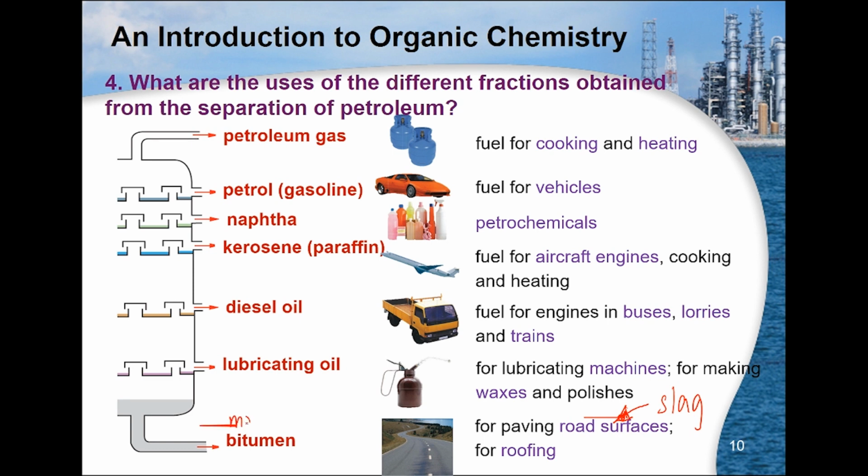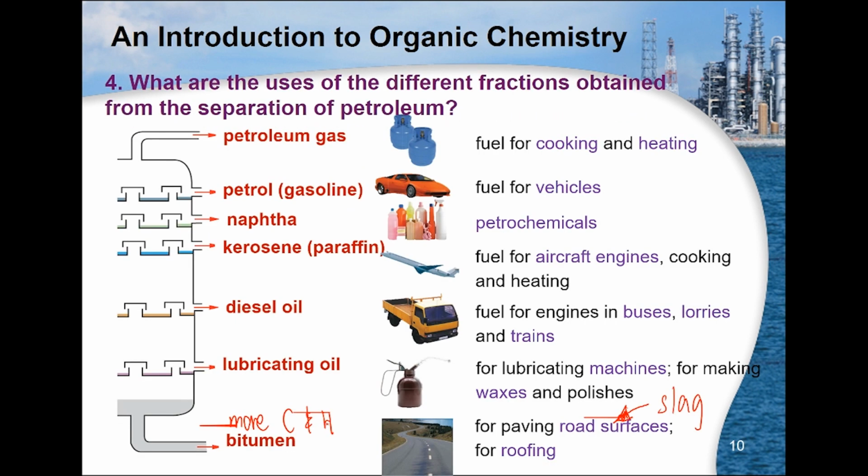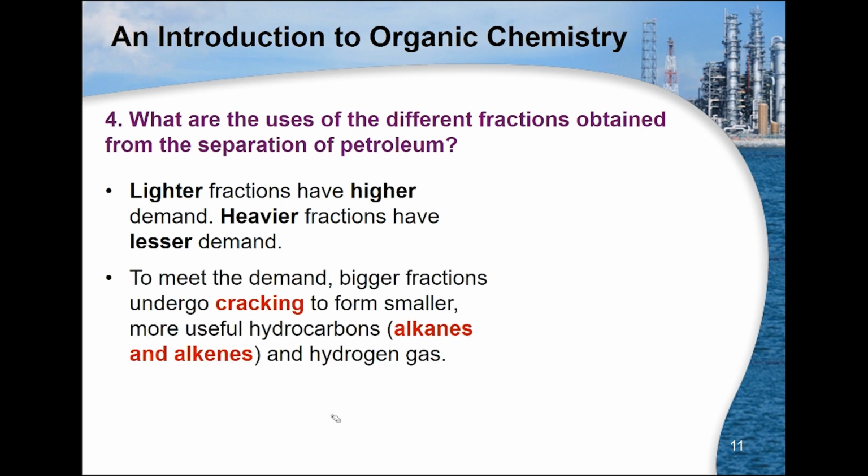Now, what is the importance of knowing that? Because in the real world, lighter fractions actually have higher demand, whereas heavier fractions have lower demand. So while we can separate the entire petroleum into different components, some components will be more in demand than the rest. And instead of keeping a lot of the large fractions, which are quite useless because there's not a lot of demand for them, like bitumen, we can use a process called cracking to form smaller hydrocarbons, such as alkanes and alkenes, and even hydrogen gas. Okay, we'll cover this in greater detail.